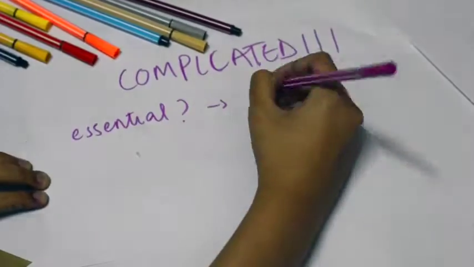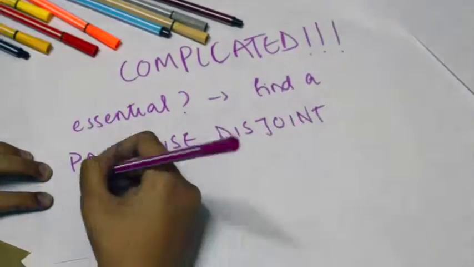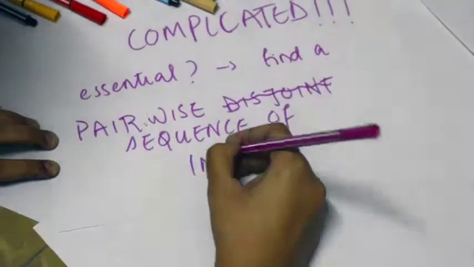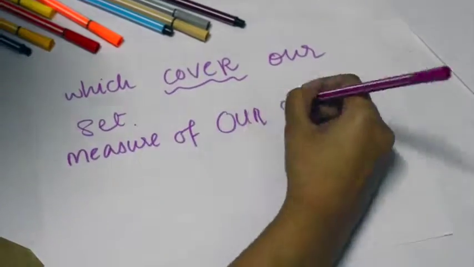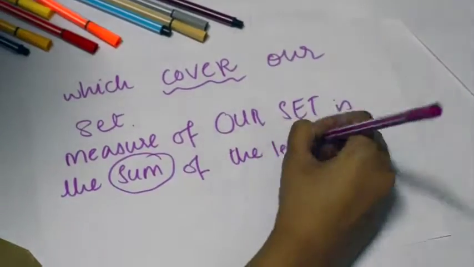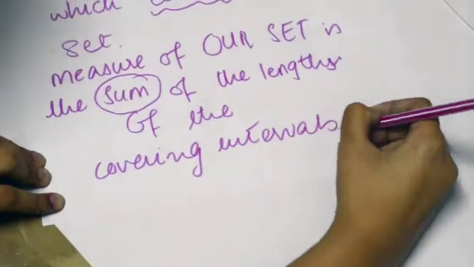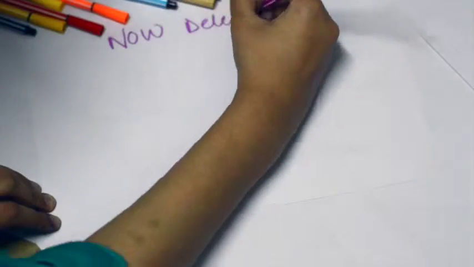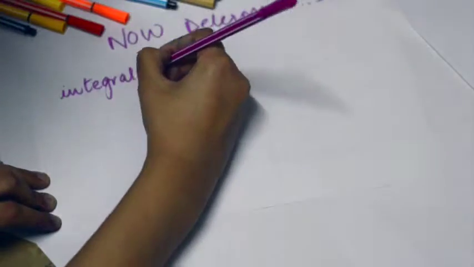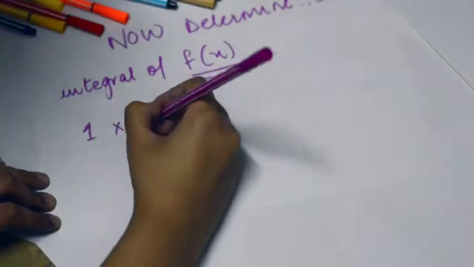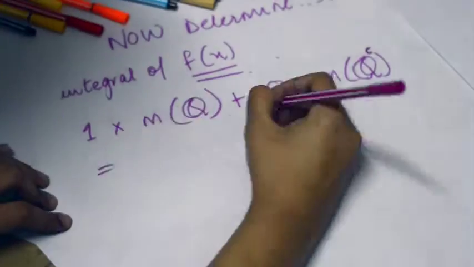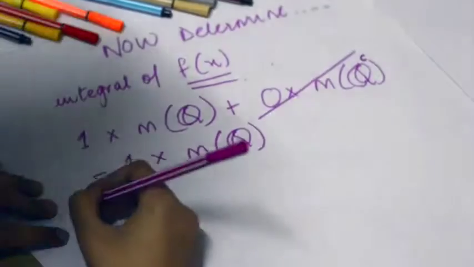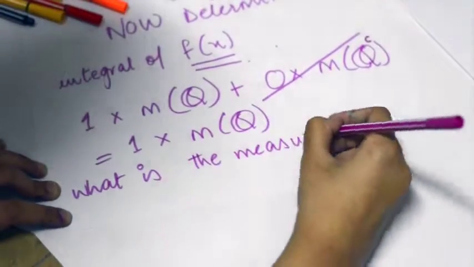Now, I know it is a complicated definition, but what is essential for us to know is that we can find a pairwise sequence of intervals which cover our set. The measure of our set is the sum of the lengths of the covering intervals. We will now determine the integral of f of x. This would be 1 times measure of rationals plus 0 times measure of rationals complement, which goes to 0, and we are left with measure of rationals.